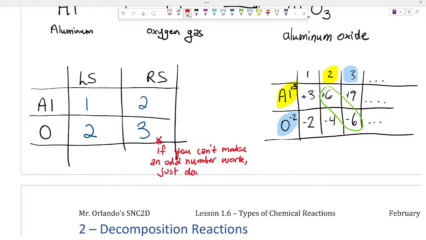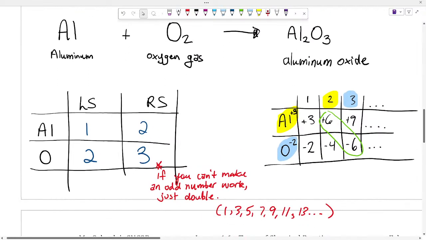What are the odd numbers? 1, 3, 5, 7, 9, 11, 13, and so on. They're all the numbers that aren't divisible by 2. Because 2's come up so much, a lot of times, not every time, but a lot of times when you have an odd number, it's going to screw you up.